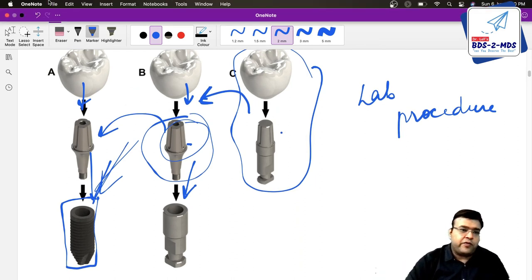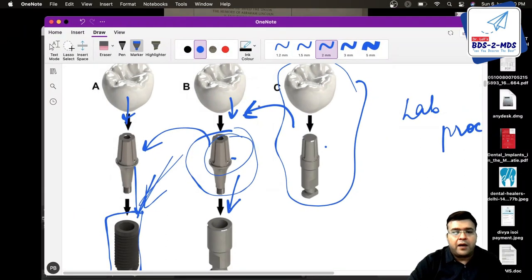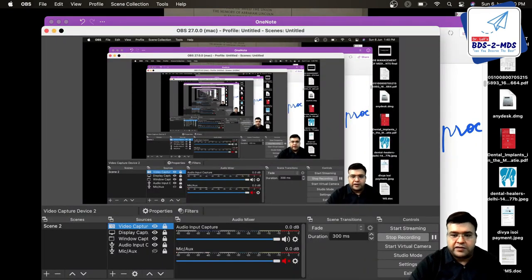So in the next session, we're going to take up the other components and the abutments of different types which are used in implant dentistry, right?